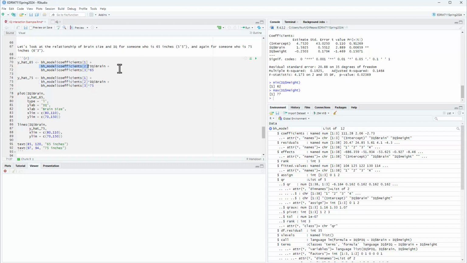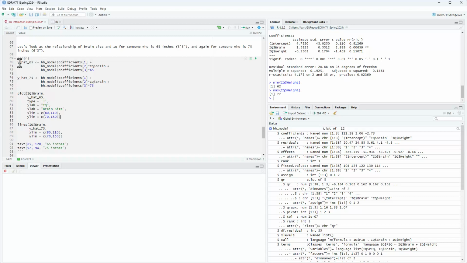That is, I'm leaving the brain variable in there, plus the coefficient for height. But now instead of looking at all the possible heights, I'm just looking at 65. I'm holding it constant. And think about what we talk about when we talk about coefficients and regression equations. It's after holding the other variables constant. So I'm holding this constant at 65. Down here, I've repeated it. I've done the exact same thing, but this time holding it constant at 75.